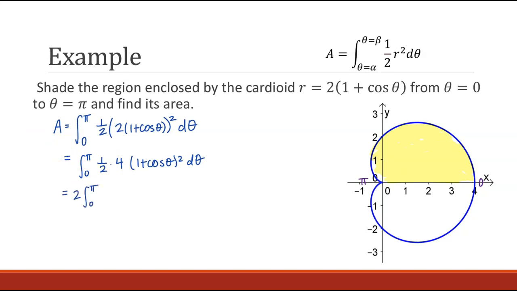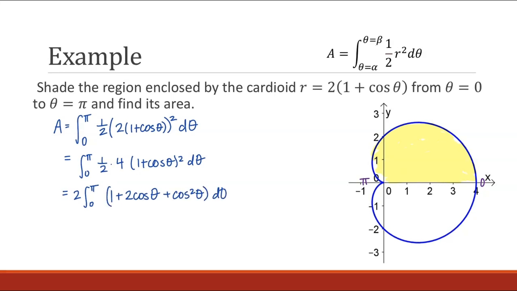So 2 times the integral from 0 to pi of 1 plus 2 cosine theta plus cosine squared theta d theta. So I'm distributing out 1 plus cosine theta times 1 plus cosine theta. The first two terms in the integrand have a general antiderivative, but cosine squared theta we'll need to use the power reducing formula on. So we have 2 times the integral from 0 to pi of 1 plus 2 cosine theta plus 1/2 plus 1/2 cosine of 2 theta d theta.